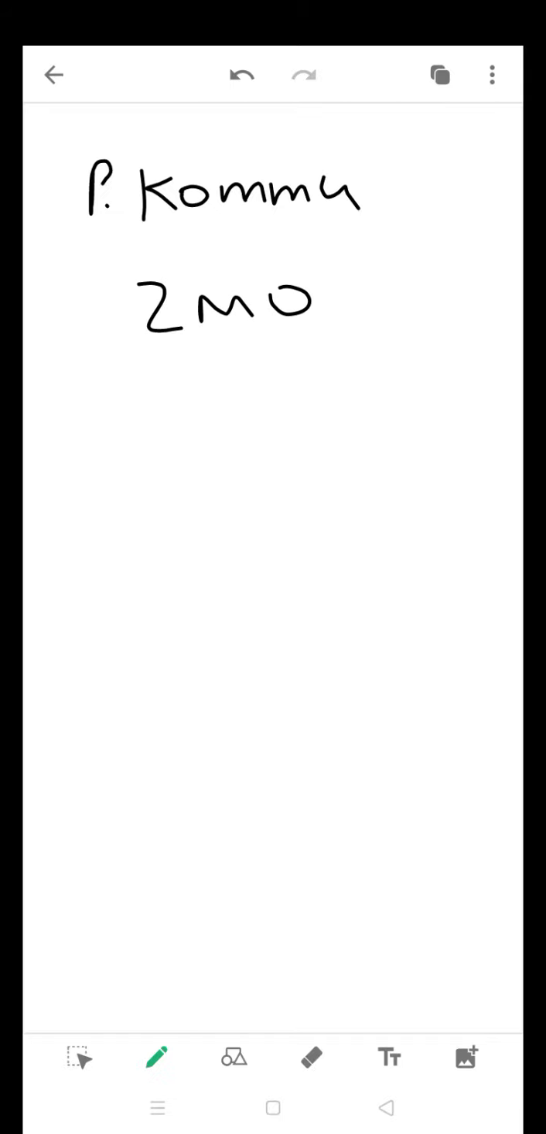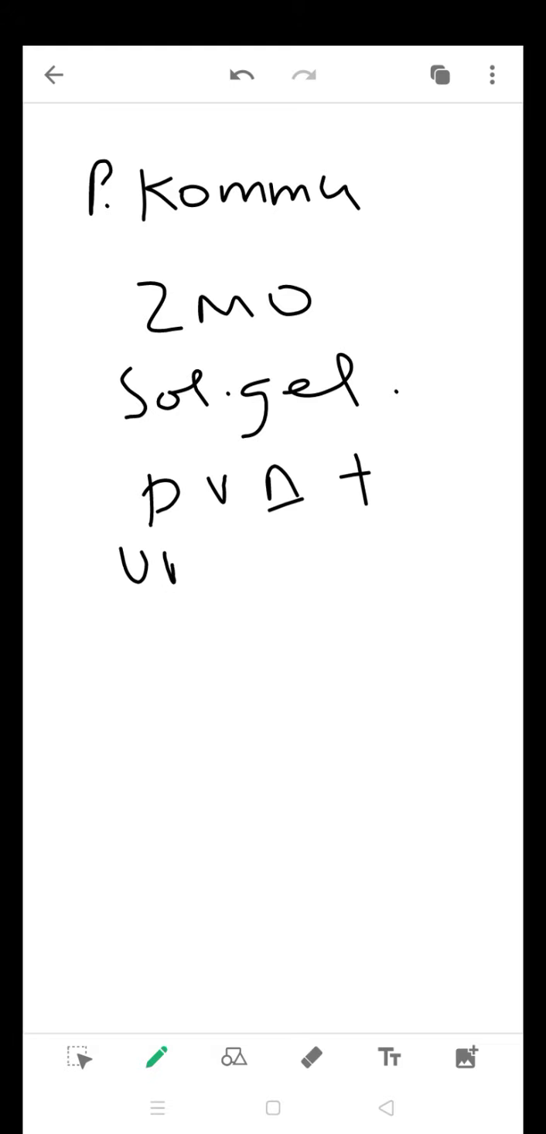Now, what we have done in our laboratory, one of our PhD students, Parameshwar Komo, who got his PhD thesis in 2018, developed this ZMO, zinc manganese oxide, using the sol-gel method, and he used PVA, which is a binding agent, plus urea, which is a combustion fuel, to make this ZMO. Okay. And interestingly, he got very nice results.